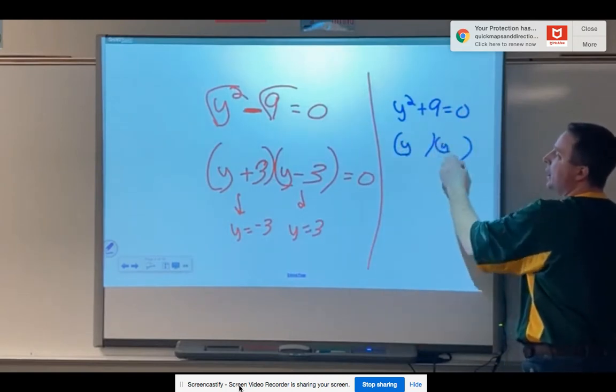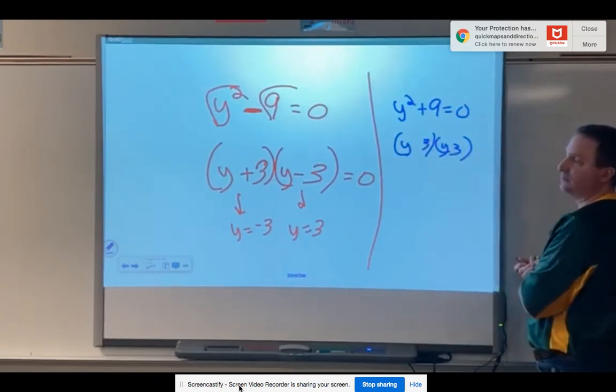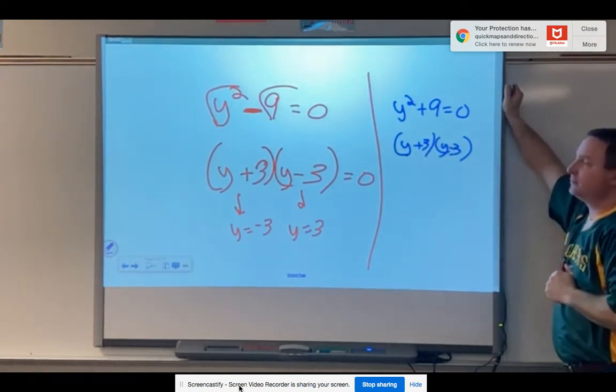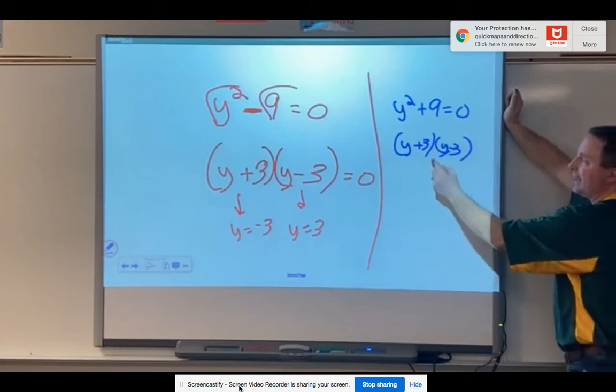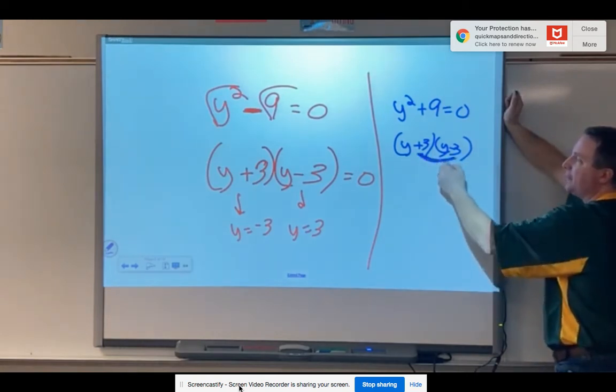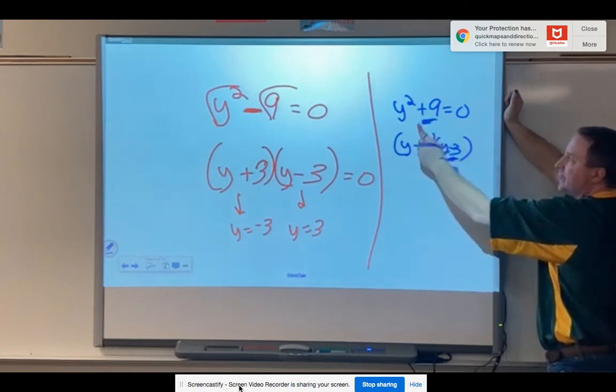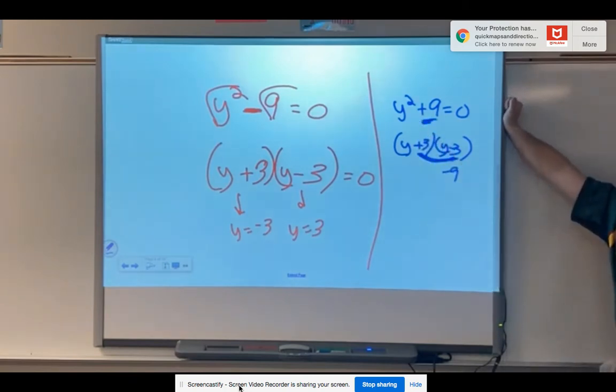Okay, so y and y, and 3 and 3. And you might be thinking one is plus and one is minus. But watch what happens here when I FOIL. When I get to the last terms right here, what kind of a 9 is that? 3 times -3, that's -9. It says it has to be +9.